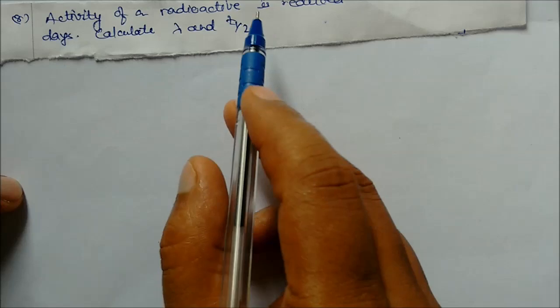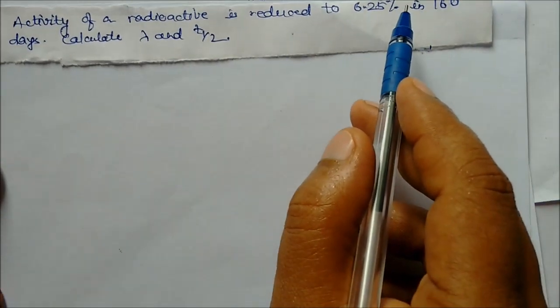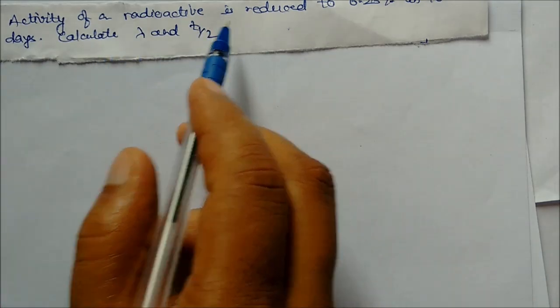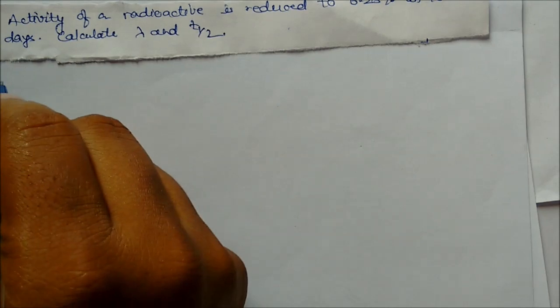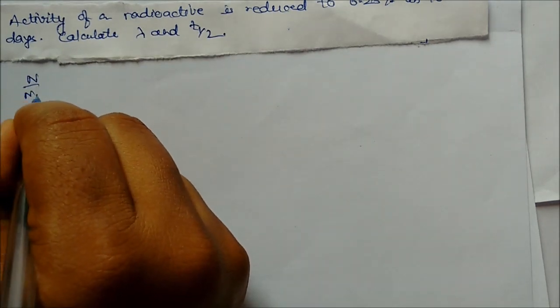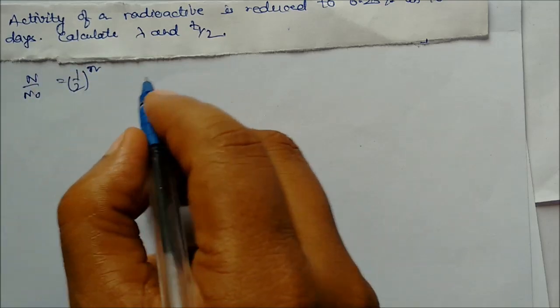The activity of the radioactive substance is reduced to 6.25% in 160 days. Calculate lambda and t half. So this is the given activity of the substance. These are very easy questions. N by N naught is equal to 1 by 2 to the power n, where n is the number of half-lives.